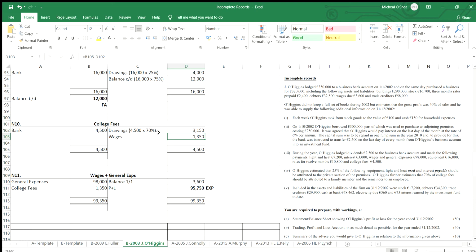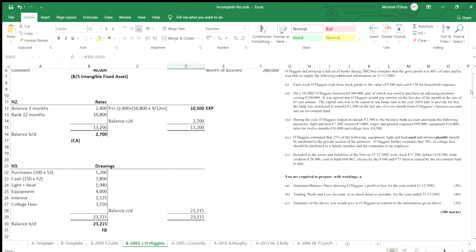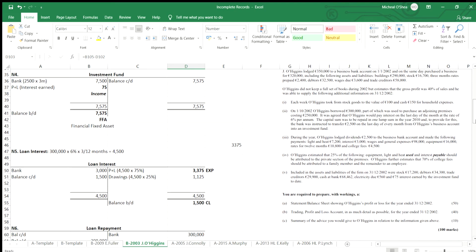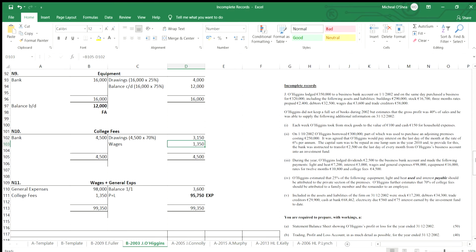Again, just before I look at wages, I have my drawings figure for college fees, and I'm going to put that up here. College fees, I now have all of my drawings dealt with. So my balance on both sides is 23,215. Balance carried down here, 23,215, and that's my balance brought down. I can go back now to do the final note of the question.